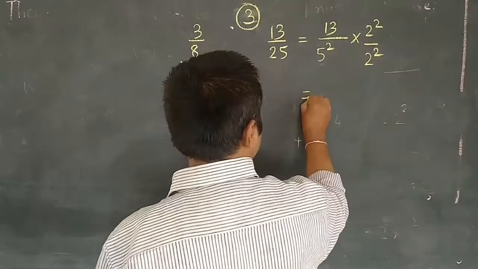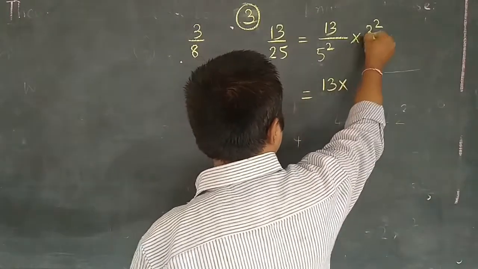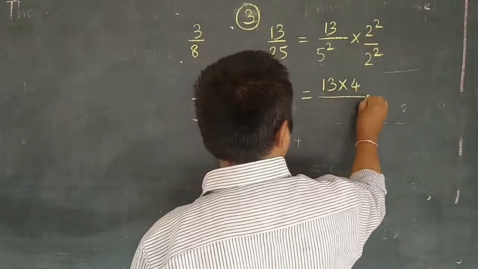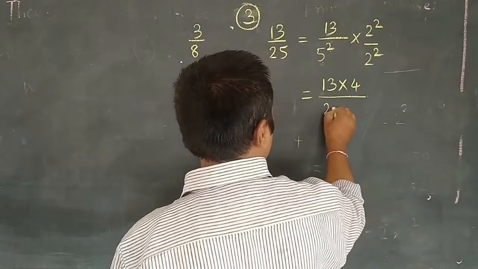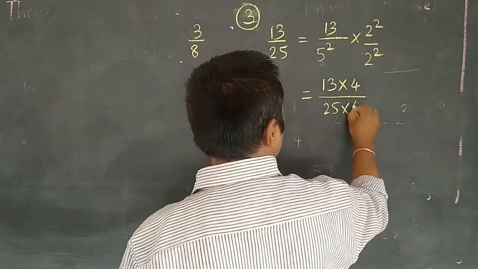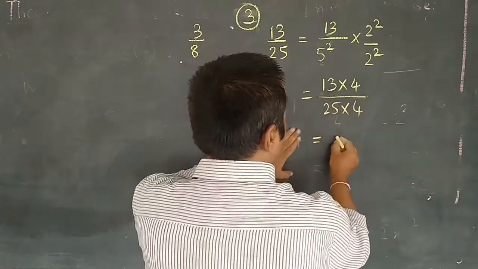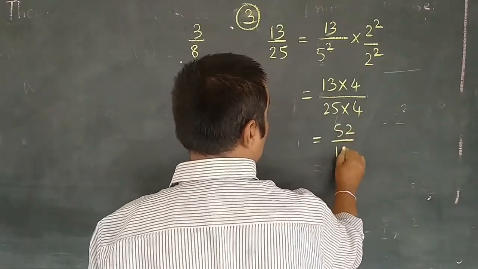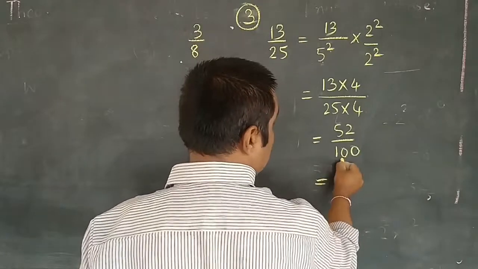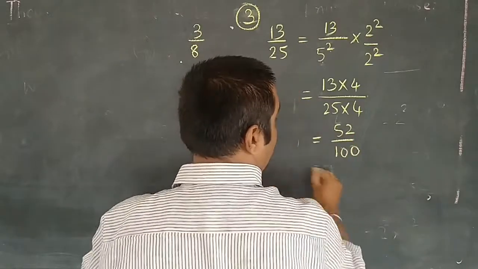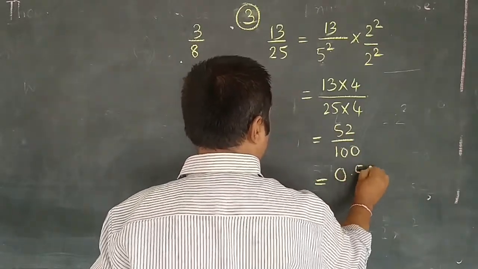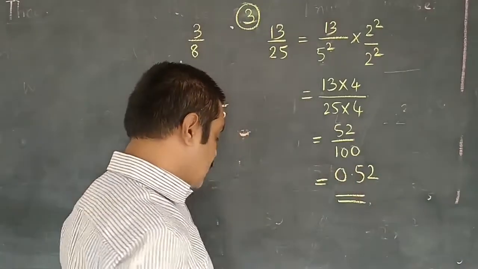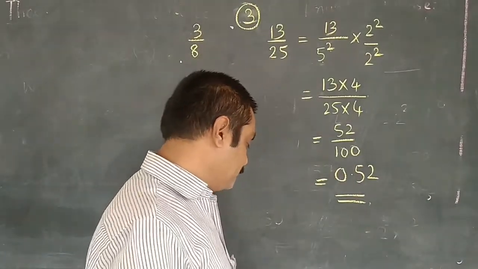Then what happens, sir? This is 13 into 2 square, means 4, and 5 square means 25, and 2 square means 4. 13 fours are 52 and 25 fours are 100. There are 2 zeros, means the point shifts 2 places back. Then you get 0.52. Do it like this. You complete this third bit.